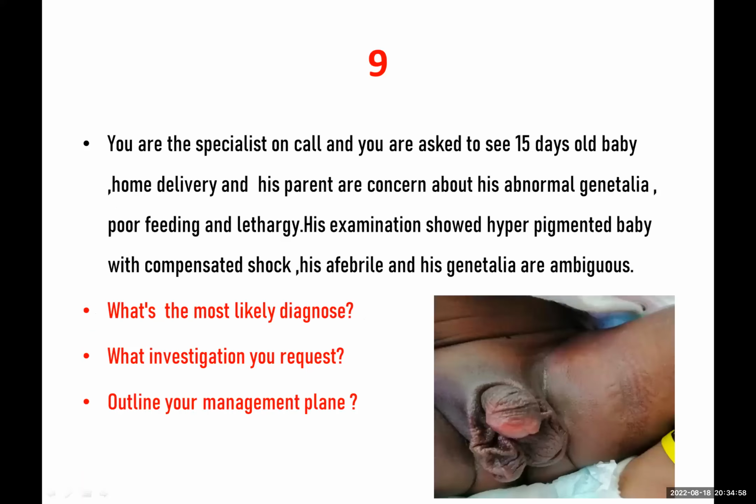Okay. You are a specialist on call and you are asked to see a 15-day-old baby, home delivery. His parents are concerned about his abnormal genitalia, poor feeding and lethargy. His examination showed a hyperpigmented baby with compensated shock. He is febrile and has genitalia abnormality.